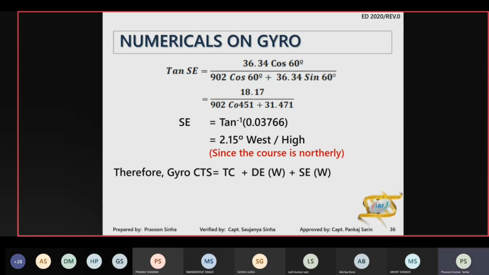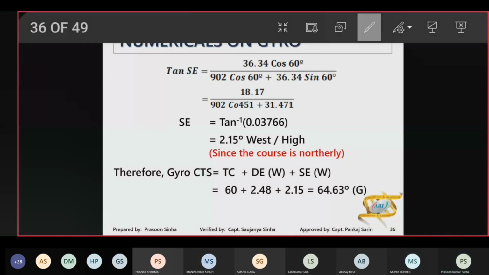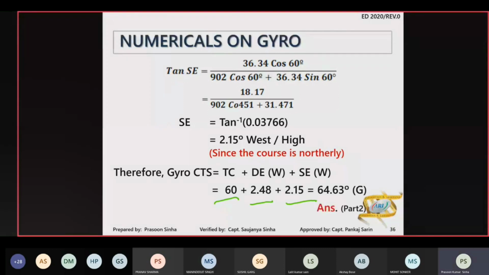So if we combine them together, 2.161 west. 064.63 degrees is the gyro course. 060 is the true. 2.4 is westerly DE and 2.15 is westerly SE. Yes, sir, same one. Very good. So this is the answer to part 2 of the question.